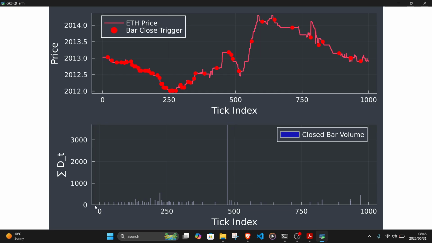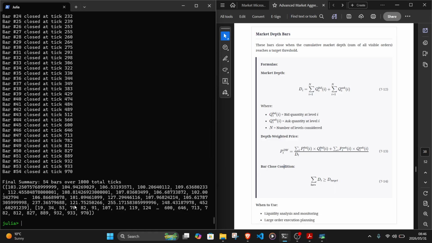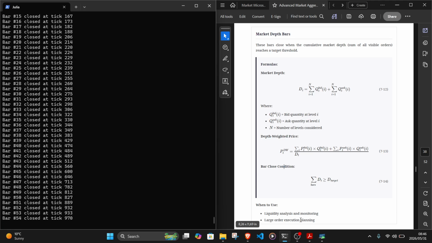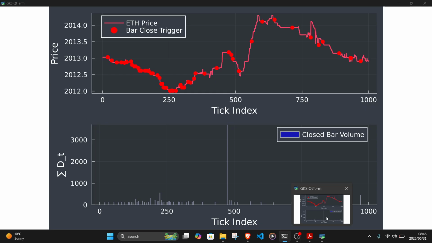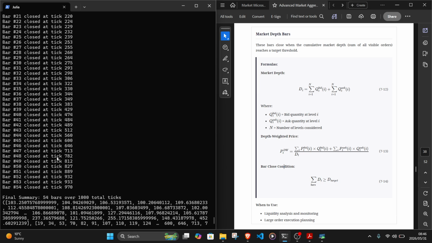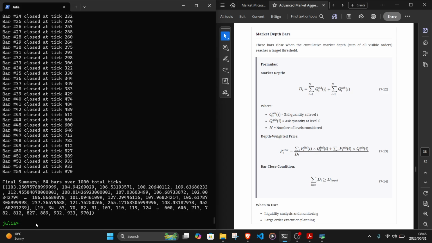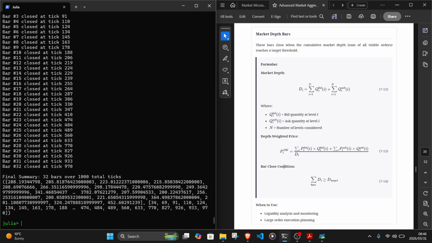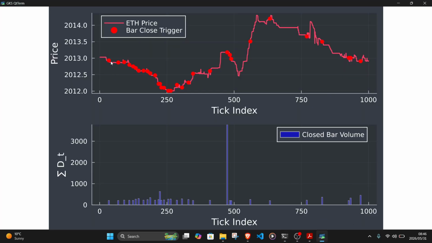market depth. You can see that it's towering over all the other little ones. And it was just about here. I want to see where exactly it closed. The number is close to 500. I'd probably say 489 or 484, somewhere around there. That's where that long bar was closed. Now let me keep pushing this, because my goal is to get from 32 bars over 1,000 total ticks down to one.